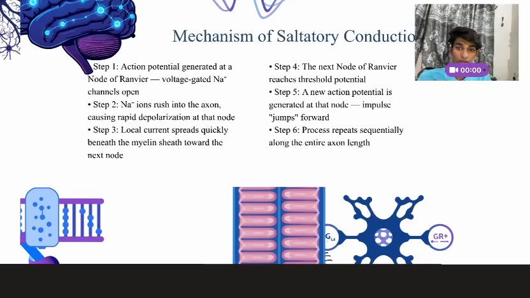Step 1, an action potential is generated at the node of Ranvier when voltage-gated sodium channels open. Step 2 is sodium ions rush into the axon causing rapid depolarization. And step 3 is the electrical current spreads quickly beneath the myelin sheath towards the next node. Step 4 is the next node of Ranvier reaches threshold potential. Then step 5 is a new action potential is generated there. Step 6 is this process repeats along the entire axon.